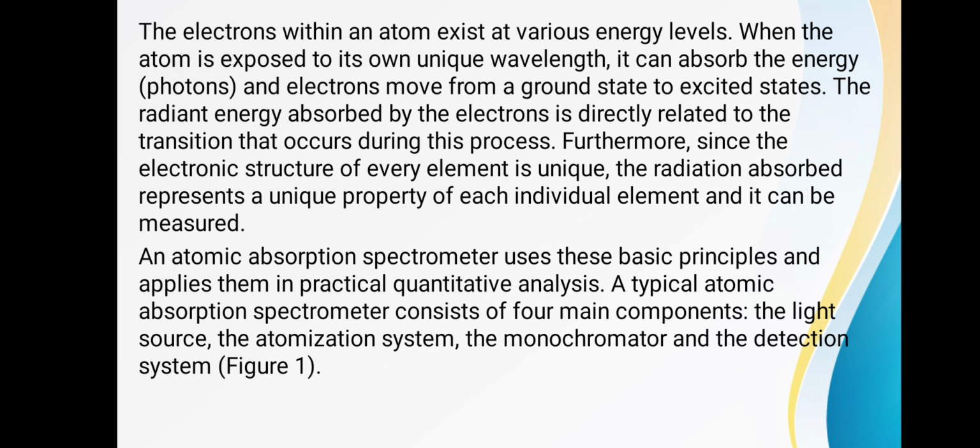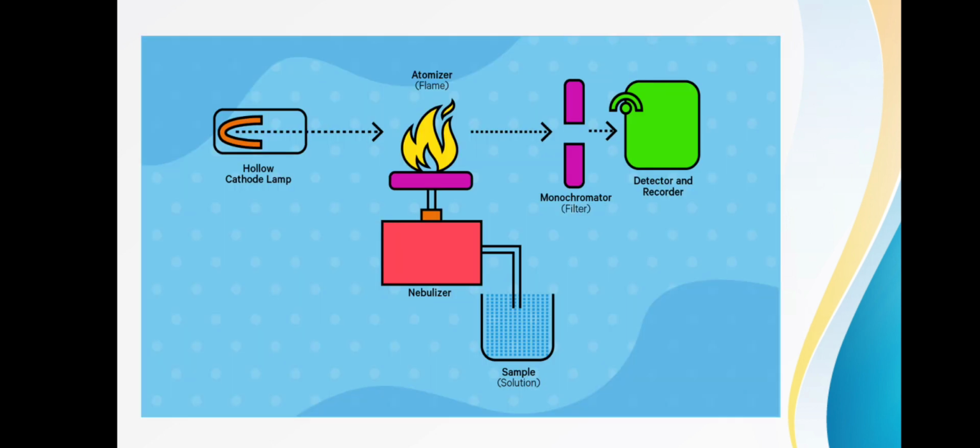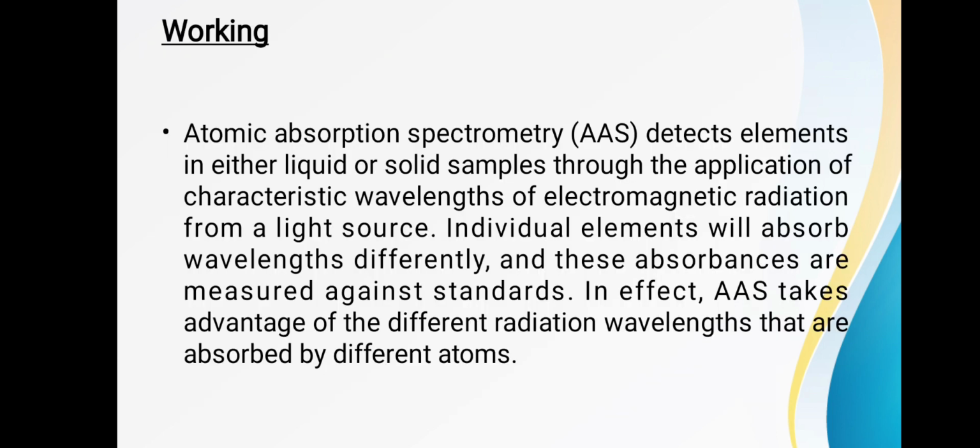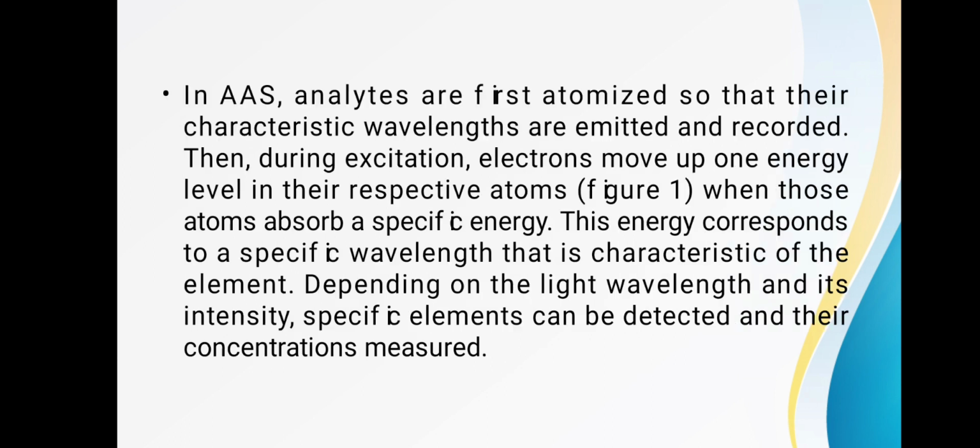An atomic absorption spectrometer uses these basic principles and applies them in practical quantitative analysis. A typical atomic absorption spectrometer consists of four main components. Here you can see the diagram, the principle of working. Atomic absorption spectroscopy detects elements in either liquid or solid samples through the application of characteristic wavelengths of electromagnetic radiation from a light source. Individual elements will absorb wavelengths differently, and these absorbances are measured against standards. In effect, AAS takes advantage of the different radiation wavelengths that are absorbed by different atoms.